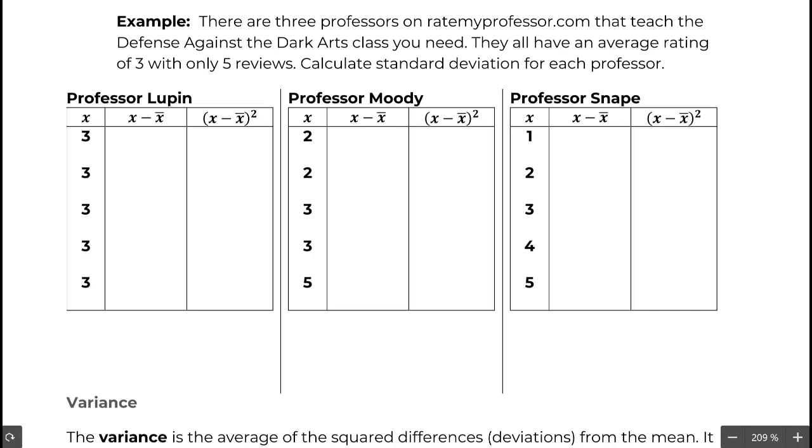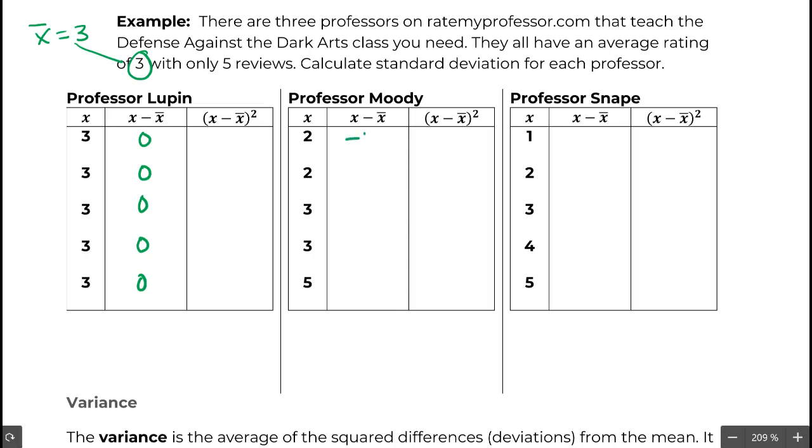So we want to calculate our standard deviation. First thing we're going to do is figure out how far each of these things are from our average. And they've told us what our average is. X bar is equal to 3. If we calculate it, I promise they all average out to 3. So in this case, none of Lupin's reviews vary at all from that average because they're all exactly the same.